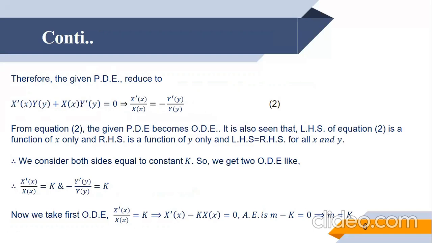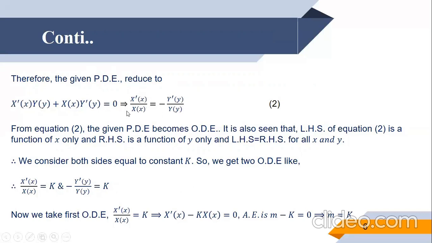So this implies X dash of x divided by X of x is equal to minus Y dash of y upon Y of y, which is considered equation 2. So from equation 2, the given PDE becomes an ODE. So now this is an ordinary differential equation. This is also an ordinary differential equation.